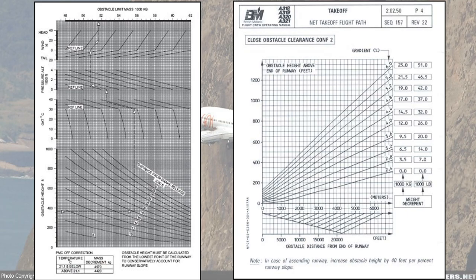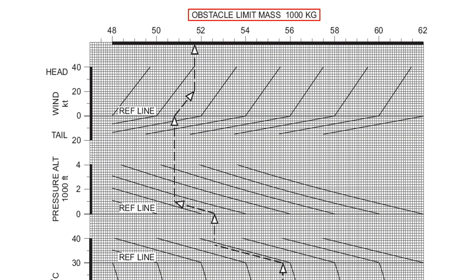Thankfully, most operators and manufacturers have produced either rapid lookup tables or graphs to quickly enable the pilot to work out if an obstacle in the takeoff climb will be cleared by the relevant vertical margins following engine failure. These tables or graphs will produce a mass. This mass is called the obstacle limit mass. It is the maximum mass that will allow the aeroplane, in the event of engine failure, to clear the obstacle by the relevant vertical margin.